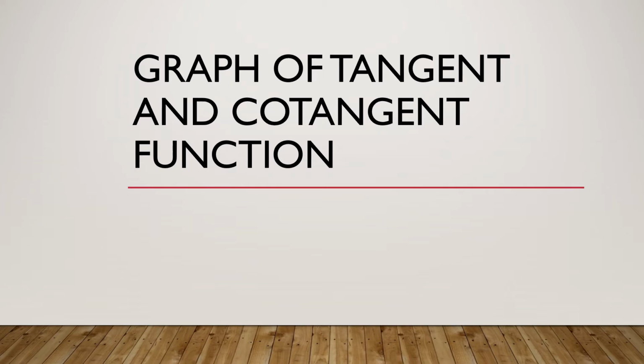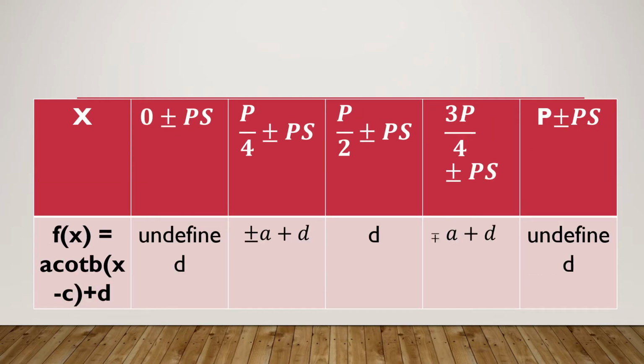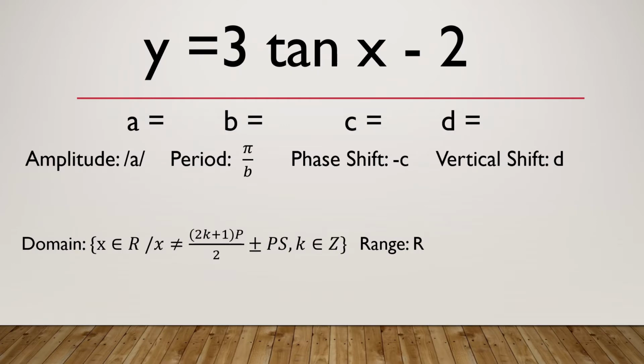Good day everyone. Today I'm going to discuss the graph of tangent and cotangent functions. Please take note of the pattern for completing the table of values for tangent, and then the pattern that we will be using in completing the table of values for cotangent. Let's now try an example: y is equal to 3 tangent x minus 2.